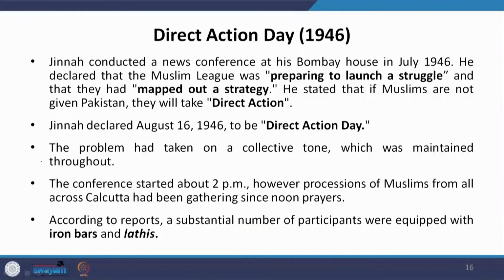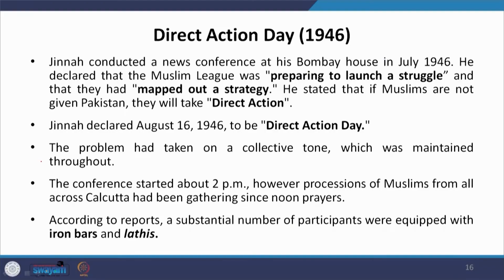So, M.A. Jinnah conducted a news conference at his Bombay house in July 1946, and there he declared that the Muslim League was preparing to launch a struggle. Through Jinnah's conference, actually we find this term direct action for the first time. In July 1946, he had used this in the Bombay news conference. And Sohrawardi's masses, as it is popularly known, had picked up this term direct action from Jinnah's speech.